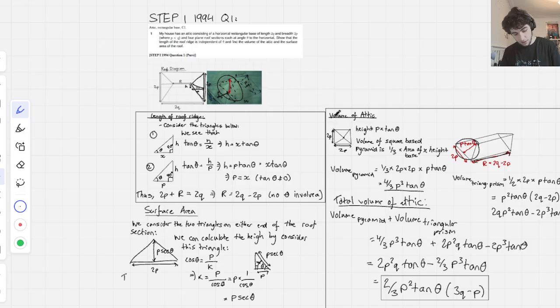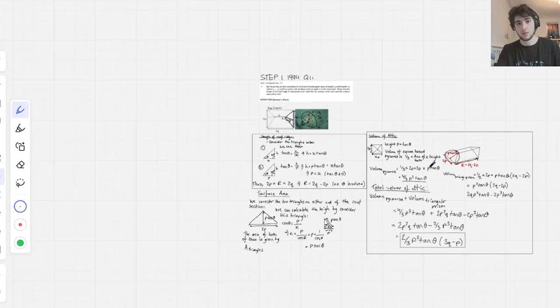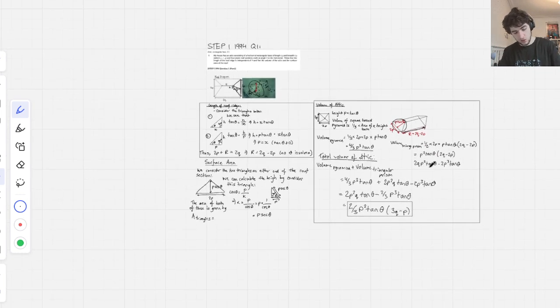The area of both of these, so we're going to have two copies of this exact same triangle, so we can just find the area of one and multiply it by 2. The area of a triangle is given by A_triangle equals a half times base, so obviously our base is 2p, times our height, which is p sec theta, obviously multiplied by 2 because we have two triangles, one per end of the roof. So this just gives us 2p squared sec theta.